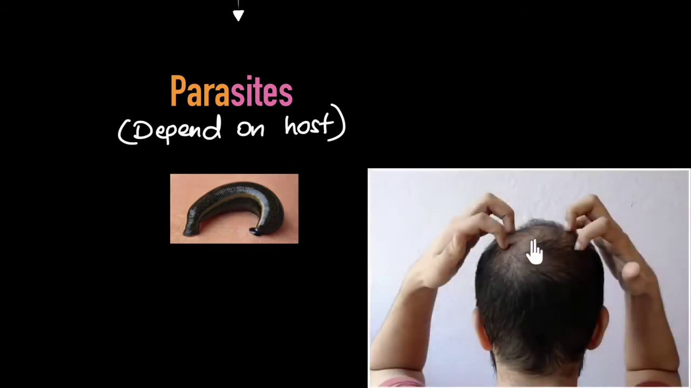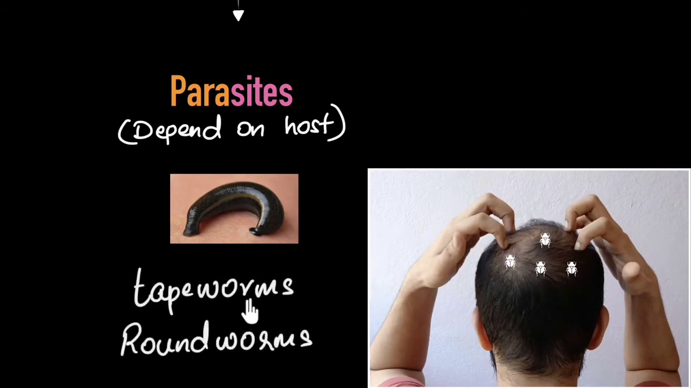Similarly, my head is scratched. I have to scratch my head so much because there are some parasites on my head. Lice are examples of parasites as well. They also suck on the blood from the scalp. Again, I am their host. So parasites can either live on the surface of their hosts, like leeches and lice, or they can live inside them as well. For example, tapeworms and roundworms live inside intestines.